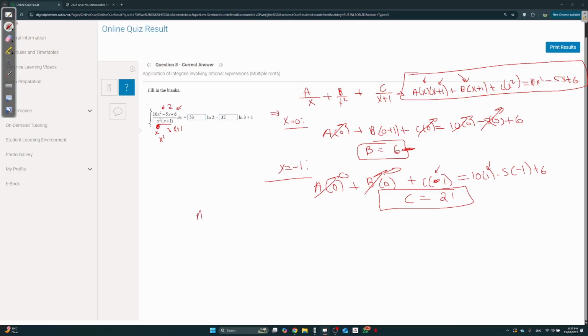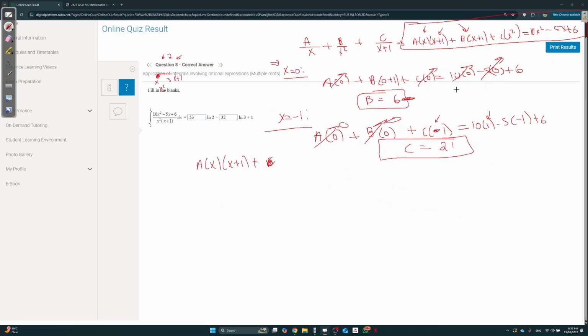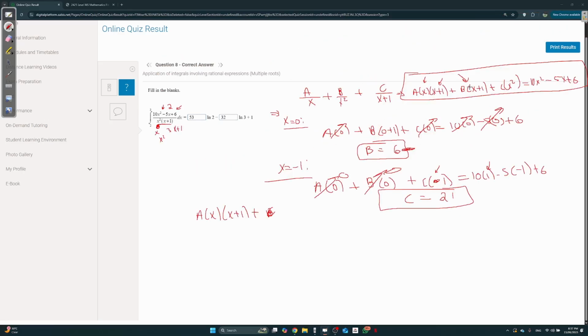So we need to find a. We don't know what a is. So we have a times x plus 1, plus b, which we know now is 6, so 6 times x plus 1, plus c, which we know is 21, so 21x squared, equals 10x squared minus 5x plus 6. Substituting in any value of x that you want, you can find what a is.